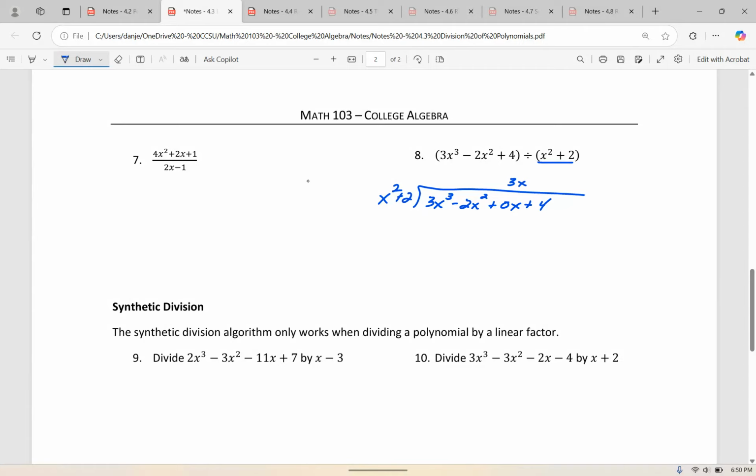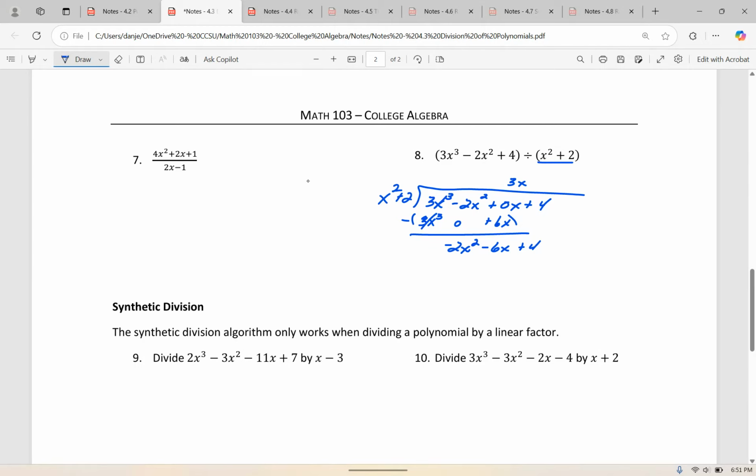Okay, so x squared goes into 3x to the third 3x times. 3x times the x squared plus 2 is 3x cubed plus 6x. And then we're going to subtract that. So 3x to the third minus 3x to the third cancels. We have negative 2x squared minus nothing, so that's a negative 2x squared. 0x minus 6x is a negative 6x. Bring down the plus 4.